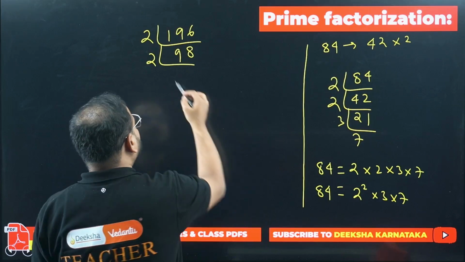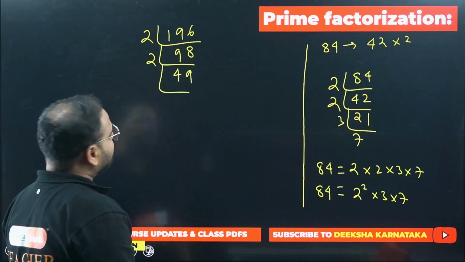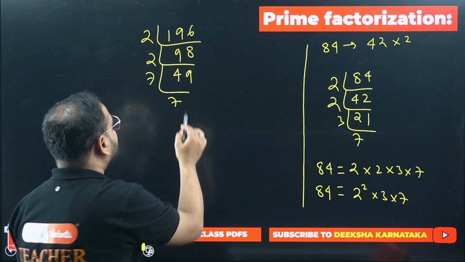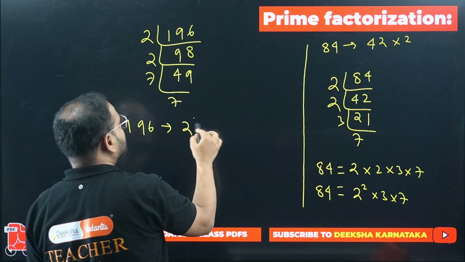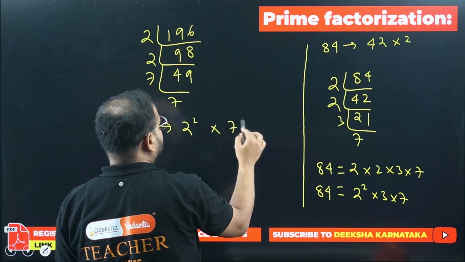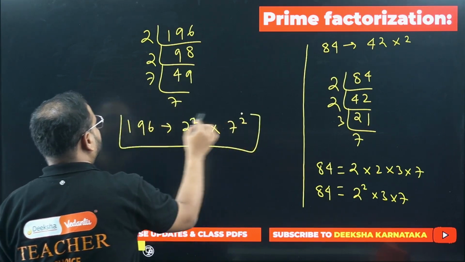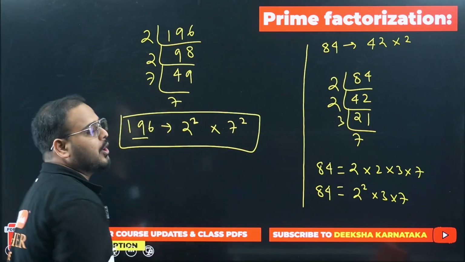Yes. So please take 49. Okay, what is next? I can take 2. No, sir. Can I take 3? No, sir. Can I take 7? Yes, sir. What is my number then? I can write this 196 as what, sir? 2 squared times 7 squared. Alright, this is for your prime factors of 196.